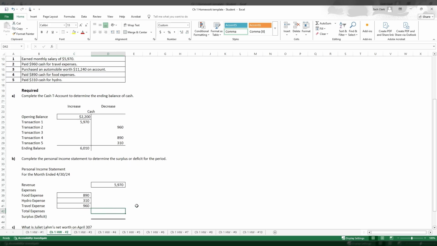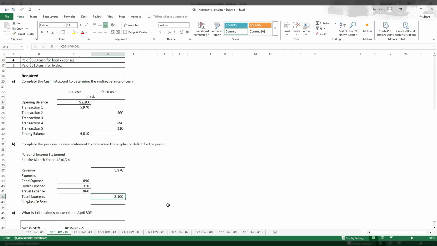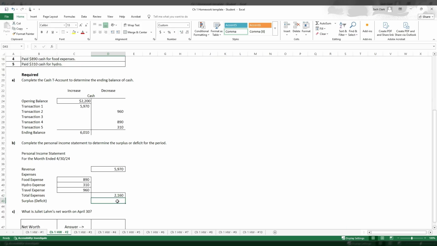And then we can come over here and do an equal sign. Let's add all 3 of these expenses together. Click enter, and that lets us know that our total expenses is $2,160. And then finally, to calculate our surplus, if we have a surplus of revenues over expenses, or a deficit if our expenses exceeded our revenue, to calculate that, we take our revenues minus expenses, and we have a positive number. So we have a surplus of $3,810.